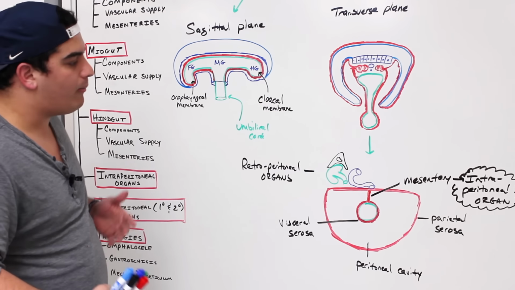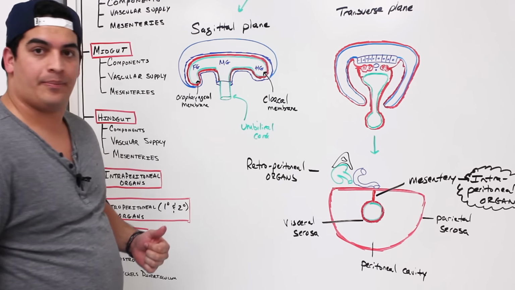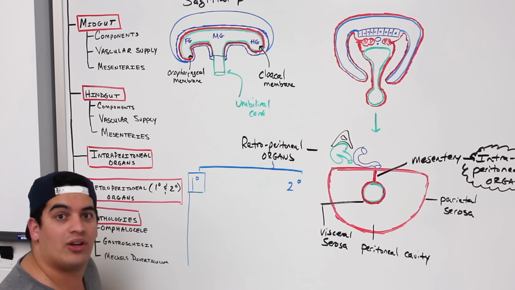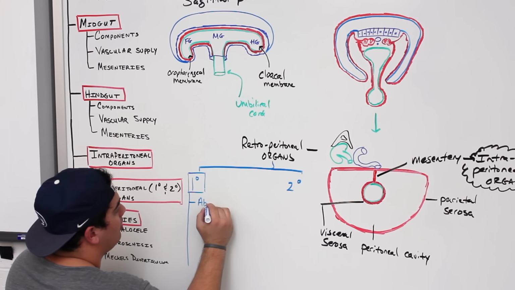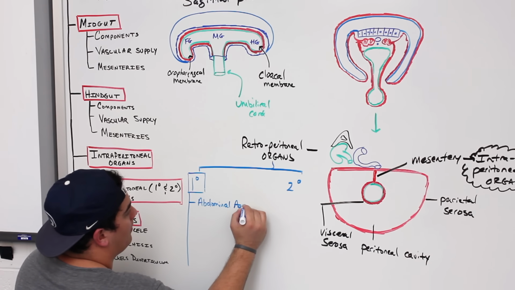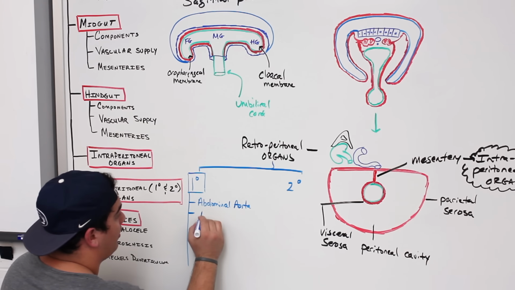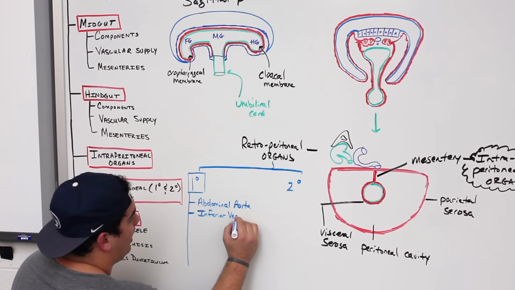But now we have to have a little bit more of a discussion. We have to talk about the differences between primary and secondary. For example, the big vessel in the abdominal cavity, we call it the abdominal aorta. That's one. So the abdominal aorta, that's a big one. The vein that's right next to it is called the inferior vena cava.